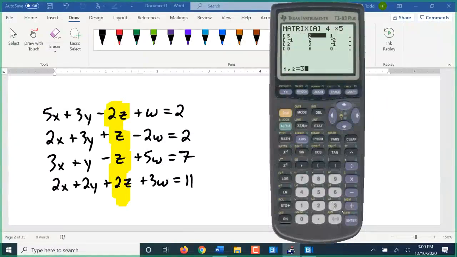5, 3, -2, 1, and 2. 2, 3, 1, -2, 3, 1, -1, 5, and 7. 2, 2, 2, 3, and 11. So there's the matrix with all our values in it. And the command on this calculator is RREF. That stands for Reduced Row Echelon Form.